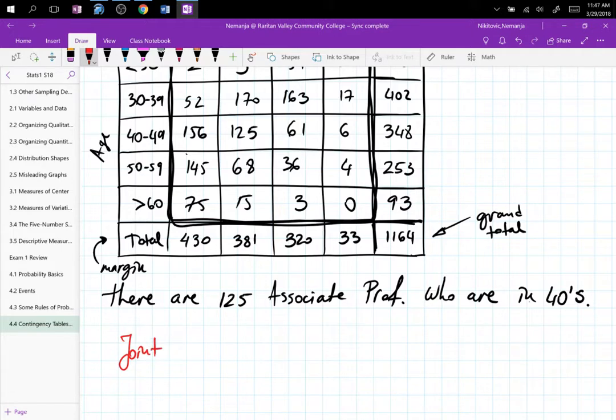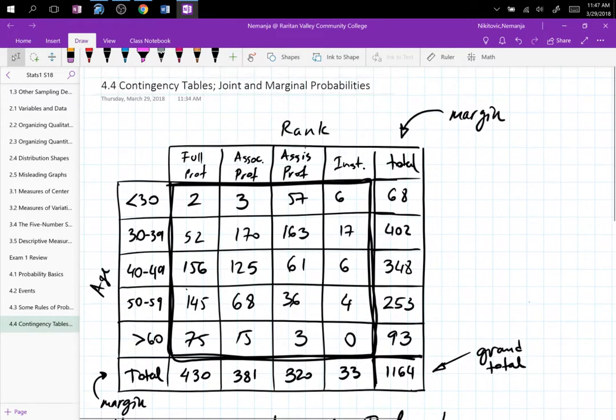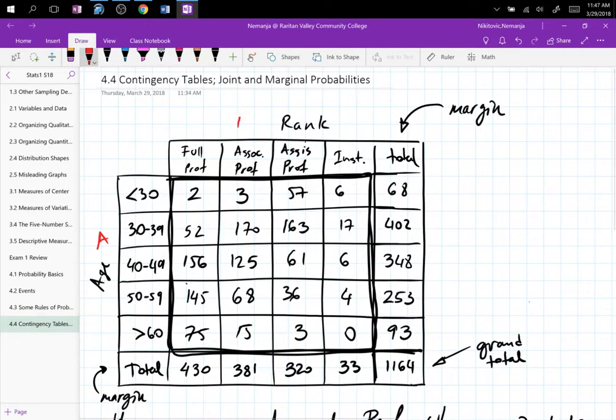So joint probability is going to be the probability of A_i and B_j. Now, these are two different events, okay? We have the age event, actually I can call it whatever, event A and event B, all right? So event A is age in this case, and event B is rank.